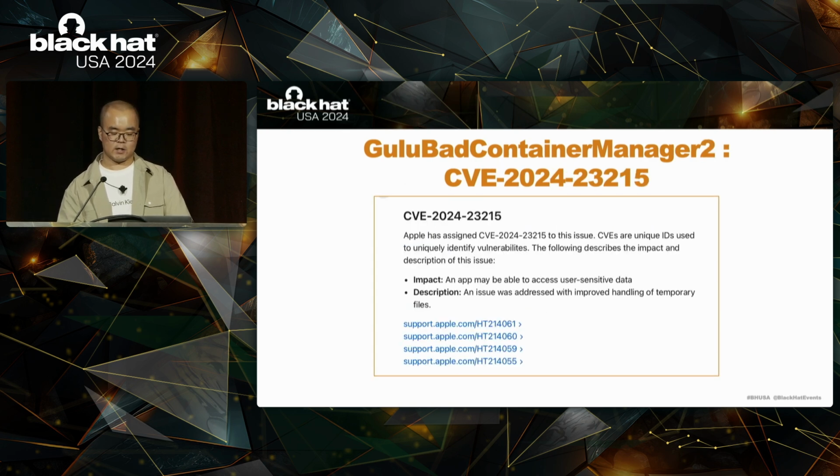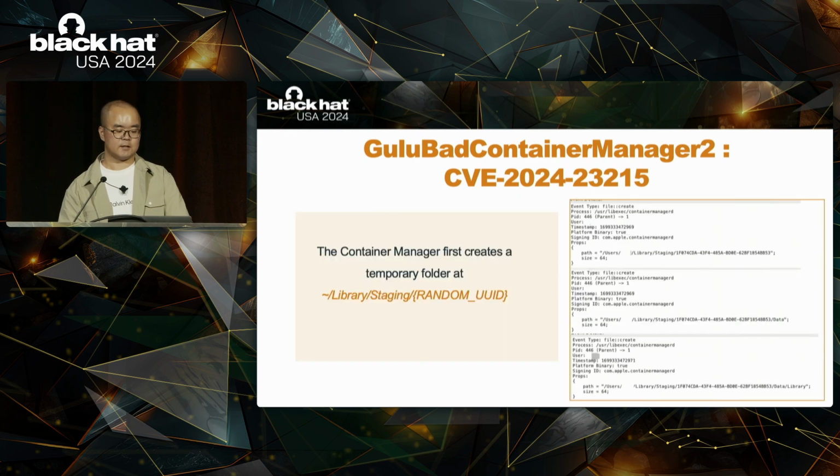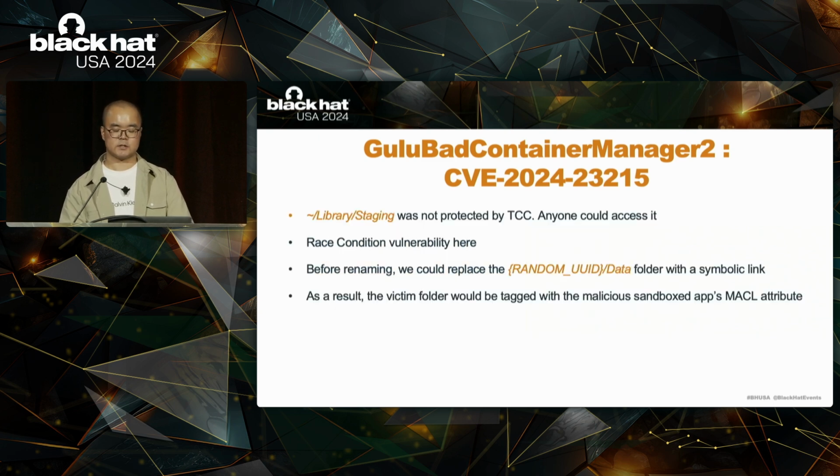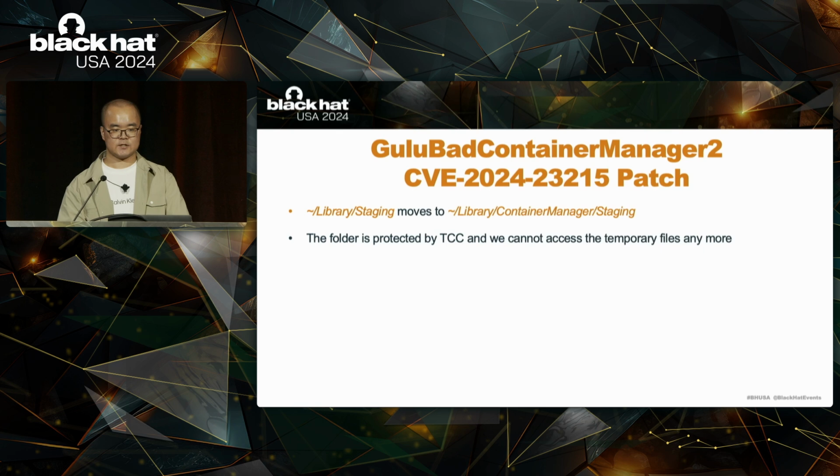Here is a second vulnerability. The container manager first creates a temporary folder on the library staging folder. After creation, it renames the folder to the destination. But the library staging folder was not protected by TCC. So before renaming, we could replace the data folder with a symbolic link as shown. As a result, the victim folder would be tagged with the malicious Sandbox app's macOS attribute. Now, the staging folder is protected by TCC.